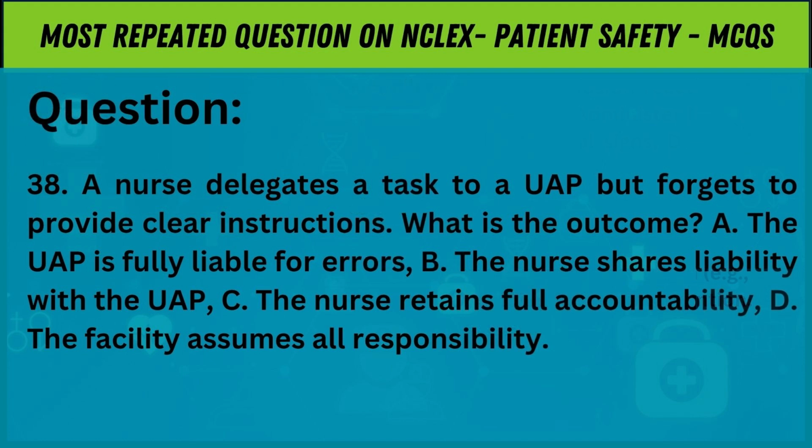38. A nurse delegates a task to a UAP but forgets to provide clear instructions. What is the outcome? A. The UAP is fully liable for errors. B. The nurse shares liability with the UAP. C. The nurse retains full accountability. D. The facility assumes all responsibility.